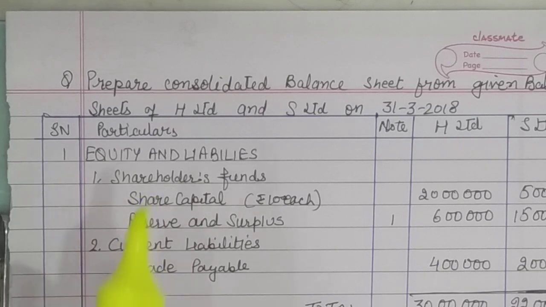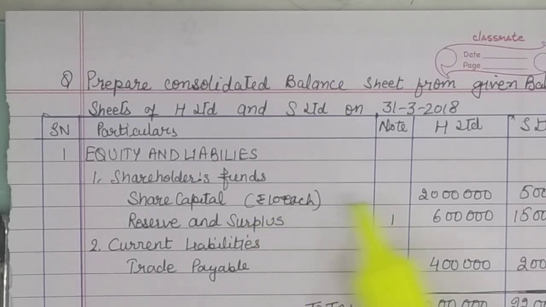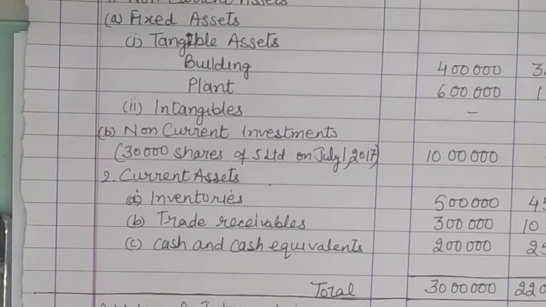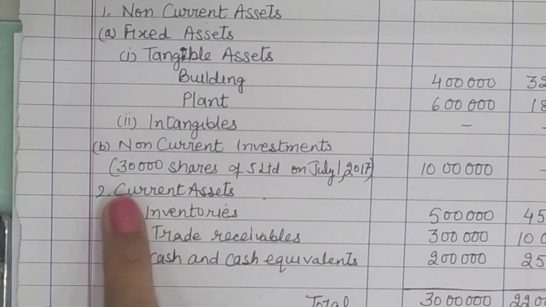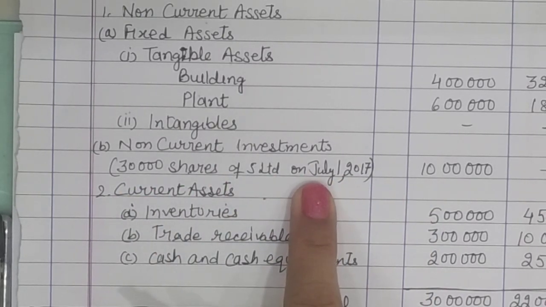We are given equities and liabilities on the liability side, shareholders' funds having capital divided into shares of 10 rupees each. Then you are given reserve and surplus. There is a note for the same. Current liabilities including trade payables. Then on the asset side you have tangible assets, building, plant; intangibles are not there. Non-current investment: there is only one investment into the shares of subsidiary company by holding company on 1st July.